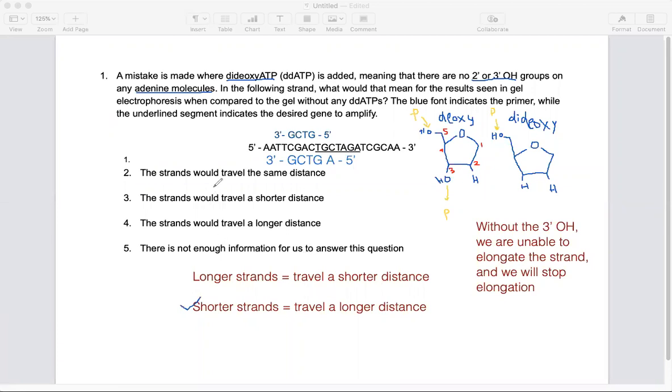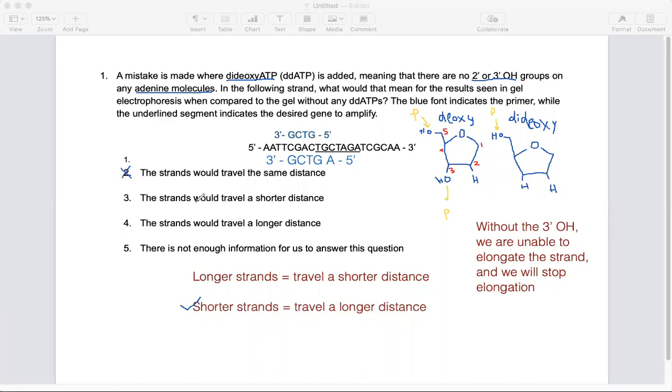And so let's just look at each answer choice. Number two, the strands would travel the same distance, so we know that wouldn't be the case, right? If we had a normal strand, we would have A, C, G, A, T, C, T, right? That whole strand would be 1, 2, 3, 4, 5, 6, 7 additional nucleotides to the primer. However, we only have one, and we know that they will not travel the same distance.